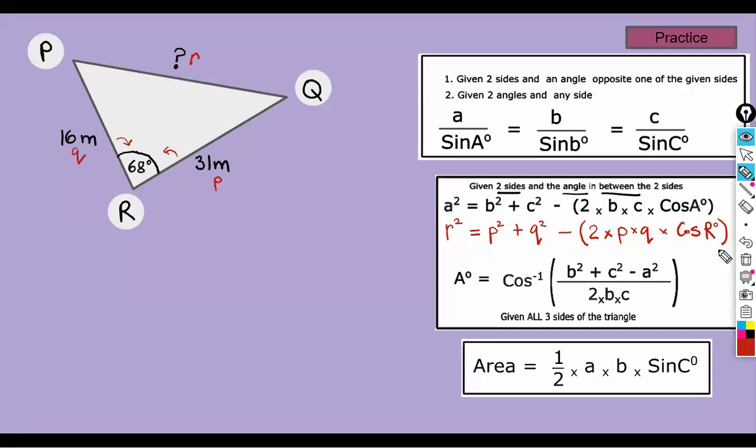We're going to do more than one practice question, guys. Don't worry, I'm going to make sure I do plenty. So that's the formula we are going to use to find common r. So I'm just going to write it back here a little bit. I have more space now. r squared is equal to p squared plus q squared minus open brackets 2 multiplied by p multiplied by q multiplied by cosine R.